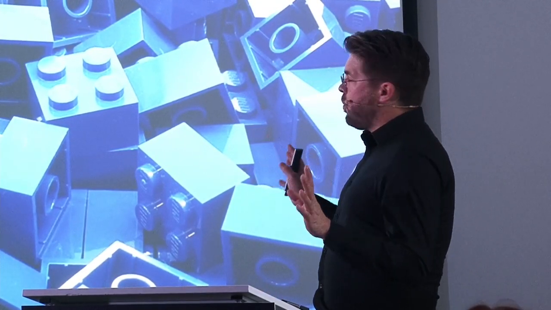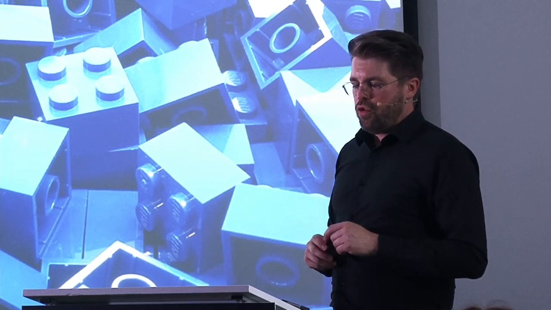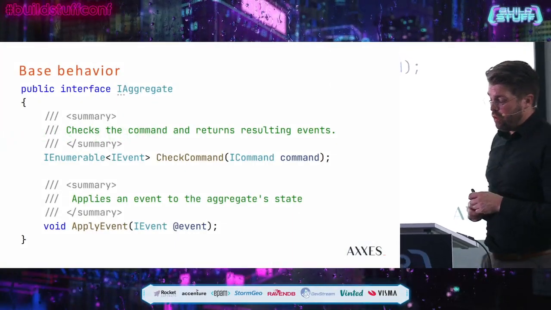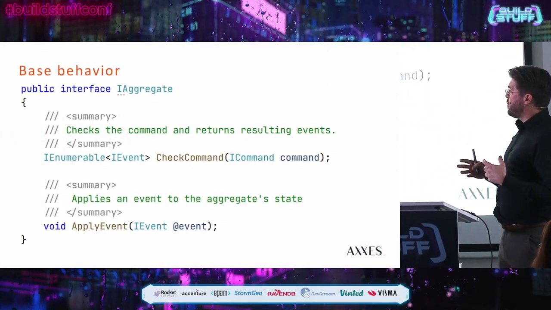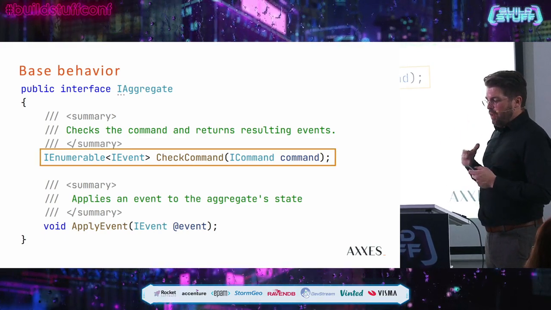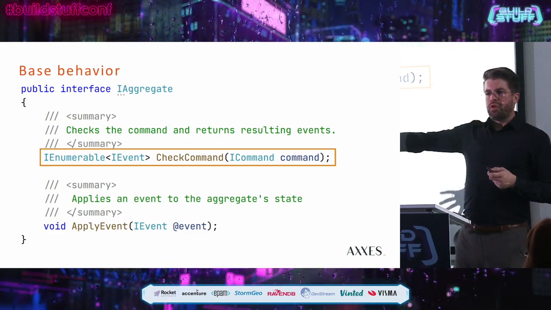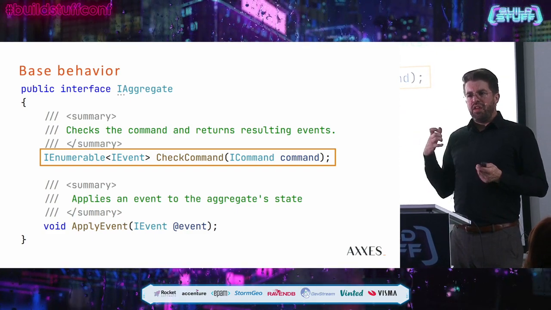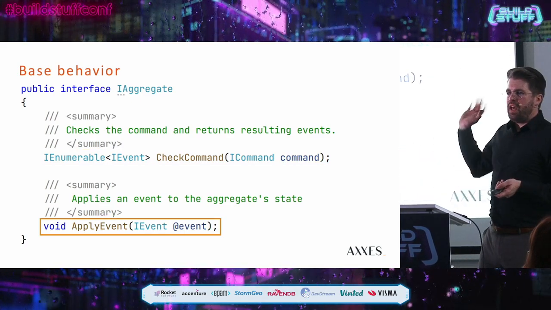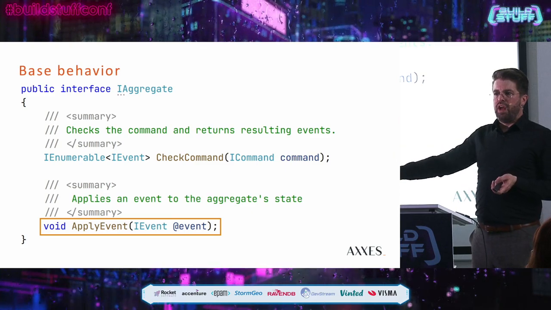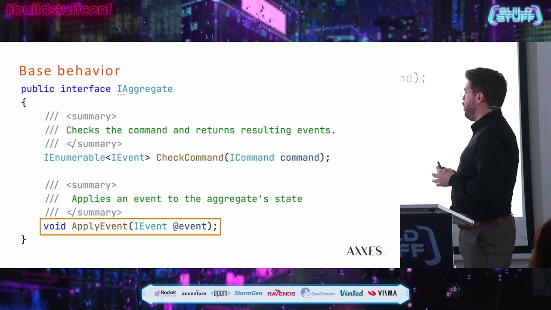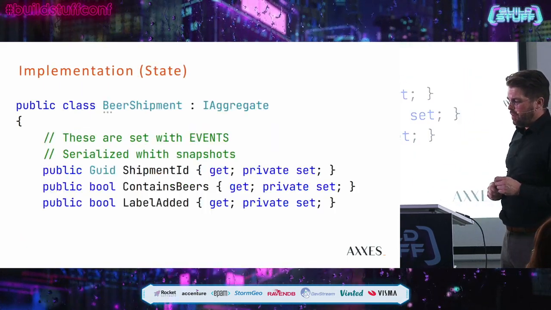And I also don't want them to know anything about the way stuff is stored. So what I did is I made this interface, and you really don't have to, but having an interface for a lot of .NET developers feels comfortable, and we just have two methods. We have the check command: hey, I have this command for your aggregate, what are the events that are going to come from that? And then we have the apply event method: hey, I have an event that has already happened on your aggregate, can you please apply it to your state? These two methods are what we are going to need for any aggregate that we build.